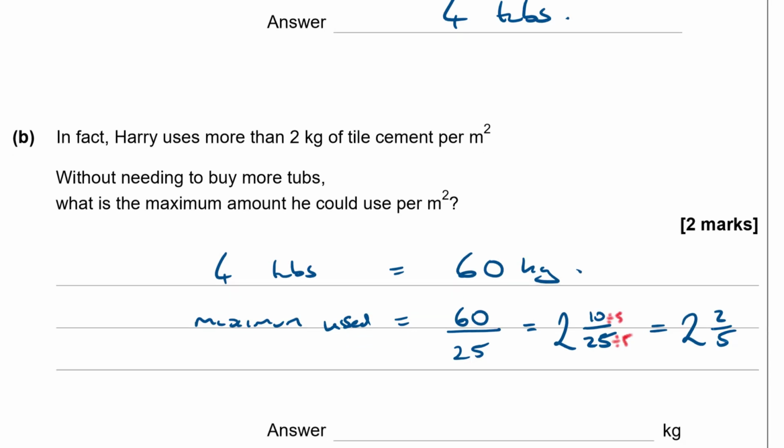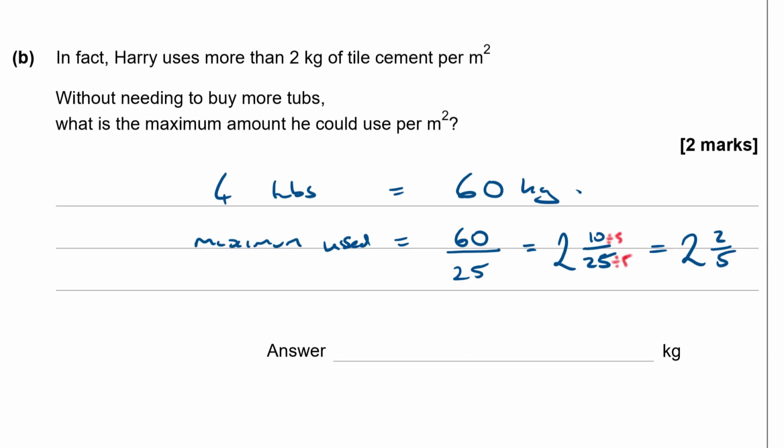So that's my answer then. I can use 2 and 2/5. But what's 2/5 as a decimal? 2/5 is the same thing as 4/10. So that's the same thing as 2.4 kilograms.